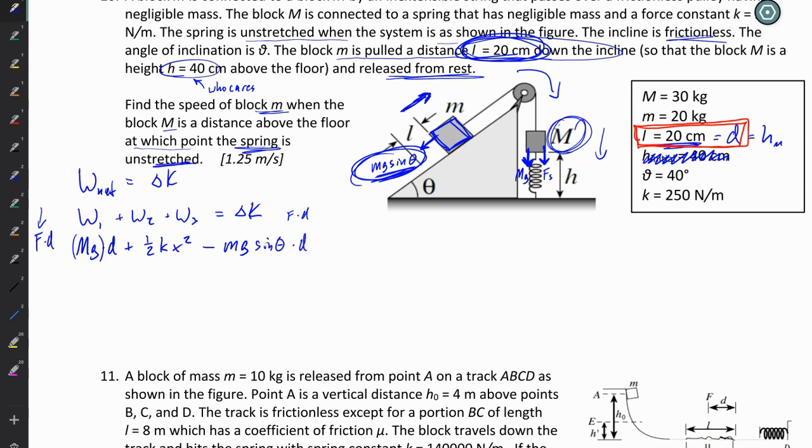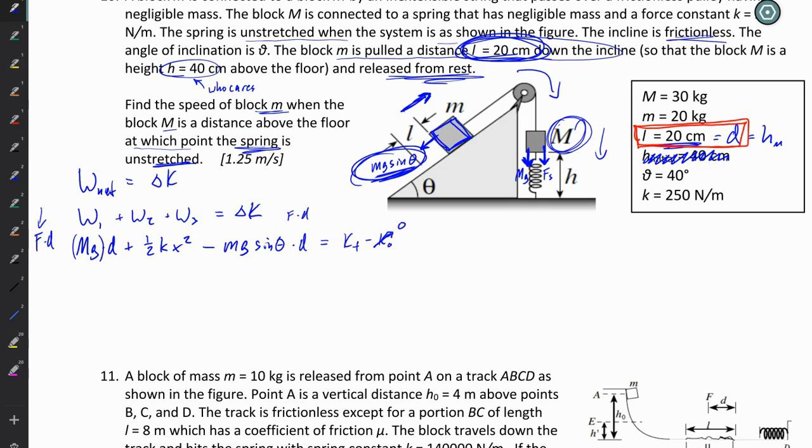So we've got the work done by three independent forces, and all of those, when we consider them together, will give us the change in kinetic energy, which would be kinetic energy final minus kinetic energy original. And since it was released from rest, kinetic energy original is 0.